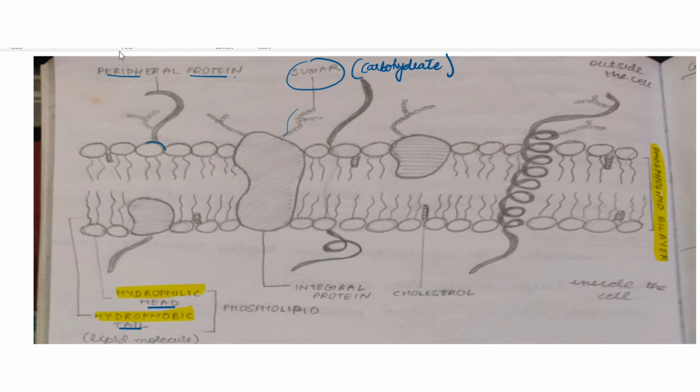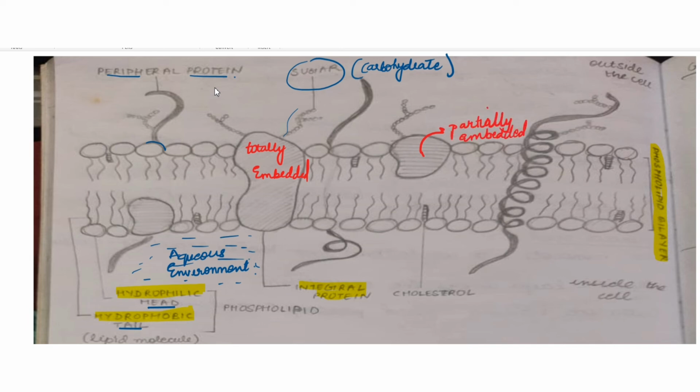Here we see two proteins, which are the integral proteins. One is totally embedded inside the lipid bilayer. And this one is partially embedded: some part is outside, some part is inside. So we say this is partially embedded. And here you see there is cholesterol in it.